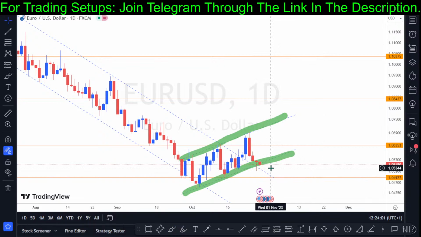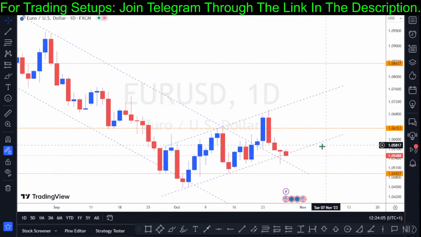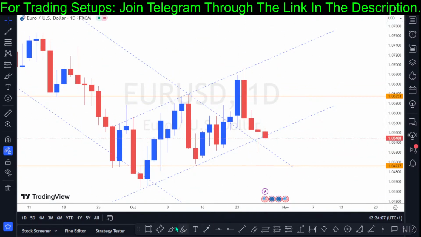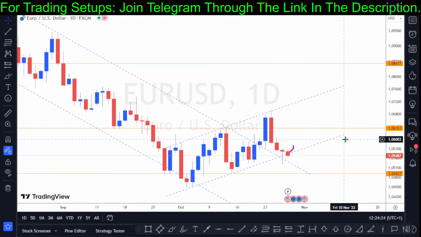Anyways, the Thursday bar actually carved a pin bar candlestick right here. You can see that. So let's see if this Friday bar can also find a bullish rejection. If we can find a bullish rejection right here, then that is a bullish sentiment. So price could move up to test the upper resistance structure at the price of 1.06353. So let's keep monitoring.